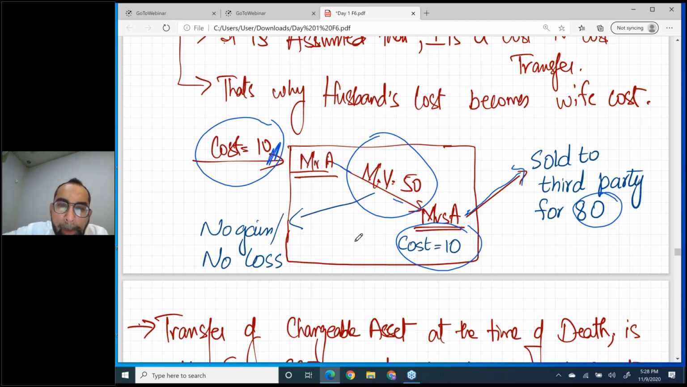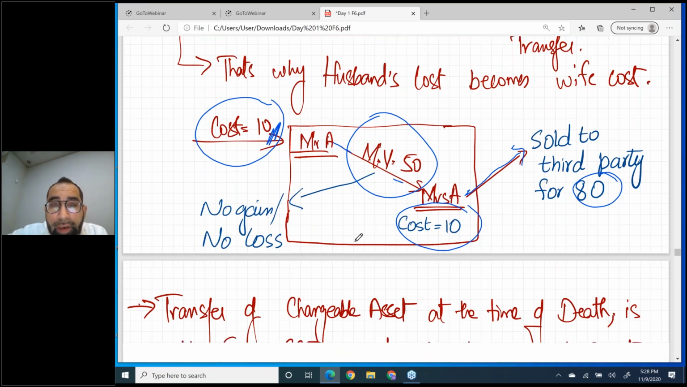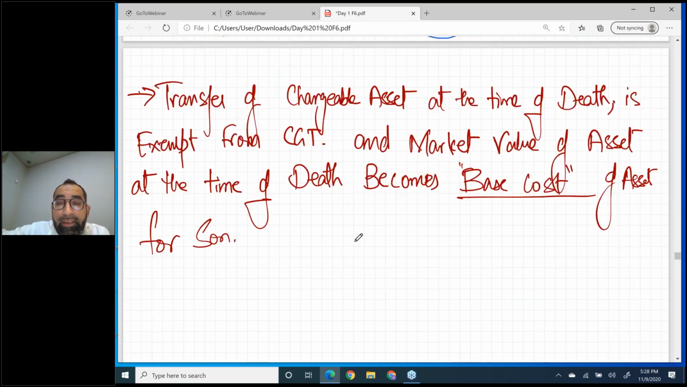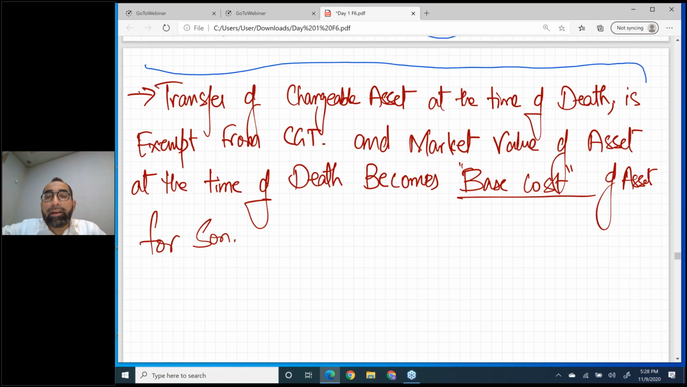Now, one more important event that comes up a lot nowadays is the death issue. See, the death issue: transfer of a chargeable asset at the time of death is exempt from CGT. No CGT on it.